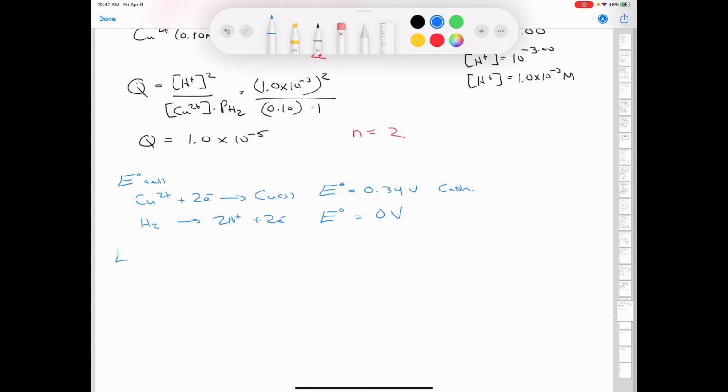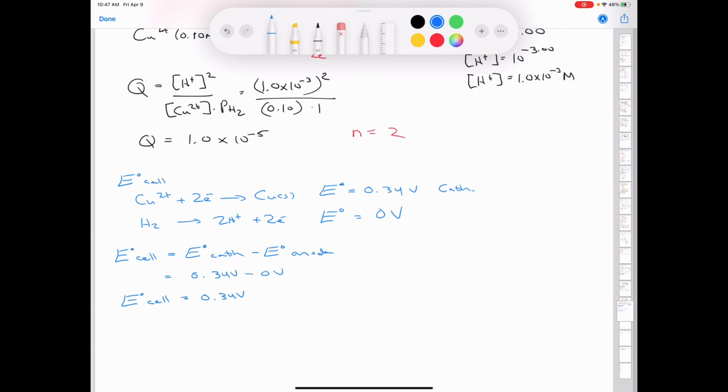So I get my E naught cell is going to be equal to the standard reduction potential of my cathode, subtract the standard reduction potential of my anode. It's going to be equal to 0.34 volts minus 0 volts. So the standard cell potential is 0.34 volts.